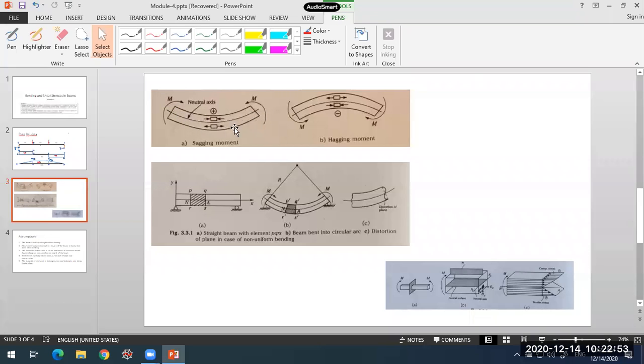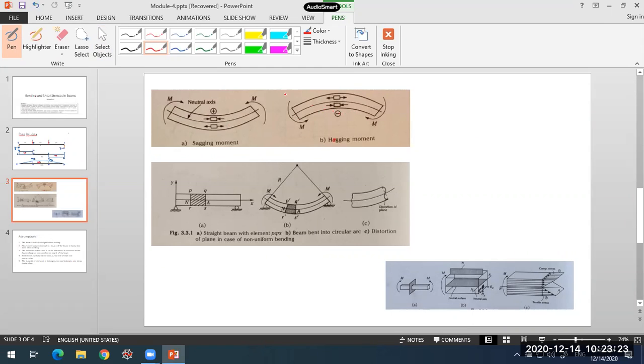Curvature is downwards, whereas in case of hogging moment, the curvature is upwards. It is hogging actually, not hagging, hogging. So these are the sagging and hogging nature of the beam. Here the beam is sagging. You may see the sag in case of a rope tied, so this is something like that. So sagging nature of beam and hogging nature of beam.